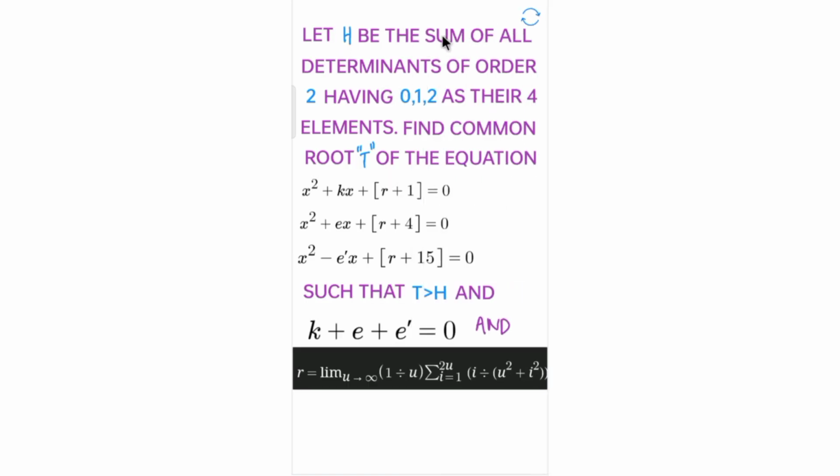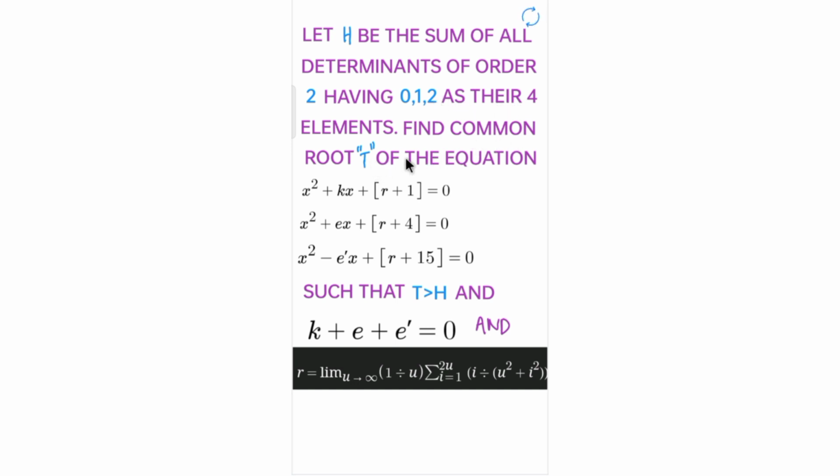let H be the sum of all the determinants of order 2 having 0, 1, 2, 3 as the 4 elements. Alright, there is no 3, it's only 0, 1, 2. And from this you can infer that one element will be repeating, because we have only 3 elements but we need 4.